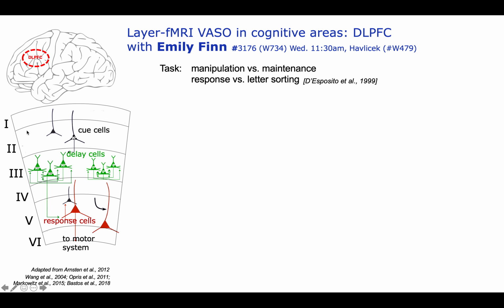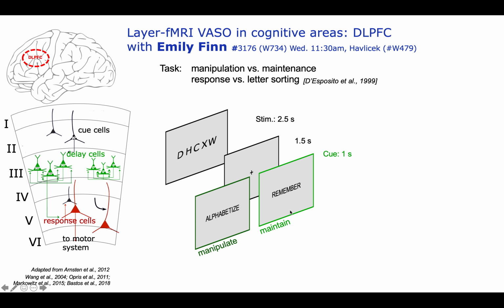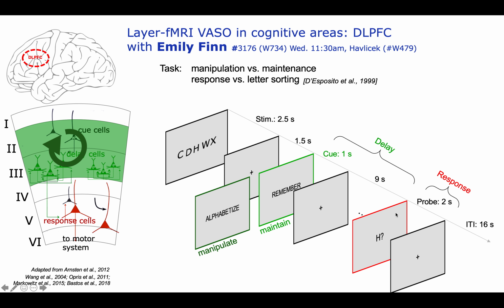And Emily Finn found this task that should engage these different cells differently. For example, by showing participants these strings of letters and then cueing them to either memorize these letters in the order they saw them or sort these letters according to an alphabetical order in their mind, which is very hard and is believed to engage the superficial layers. Later in the task, we show them randomly selected letters and they need to do a response decision, which then we expect to engage the output layers, the deeper ones. And this kind of simplified canonical microcircuit really nicely explains the data that we are getting.